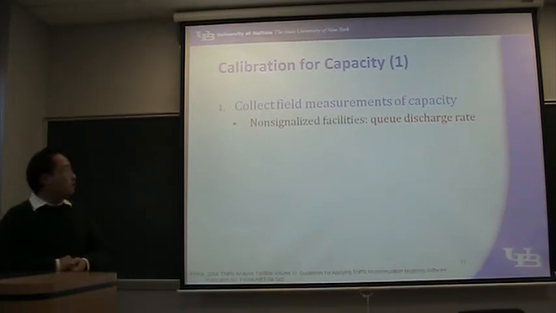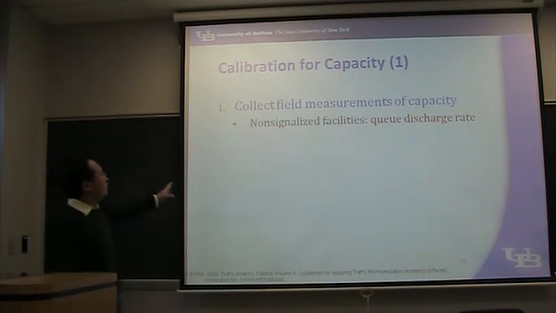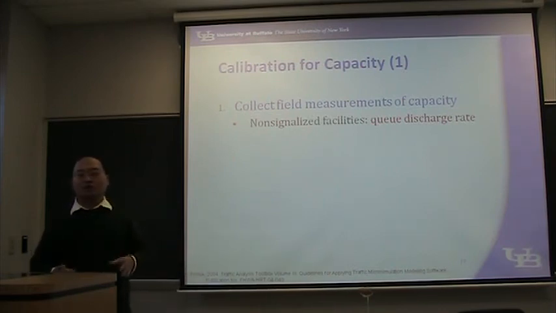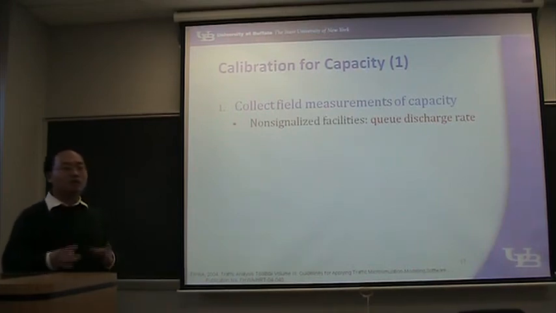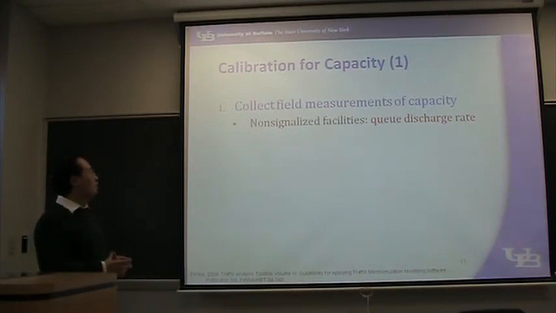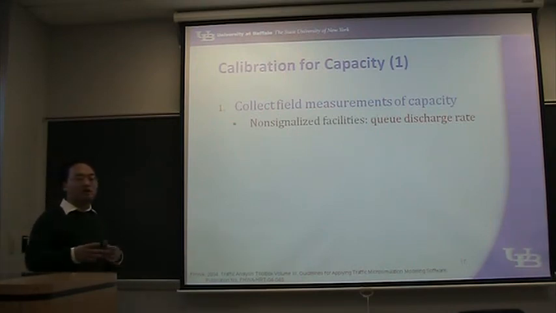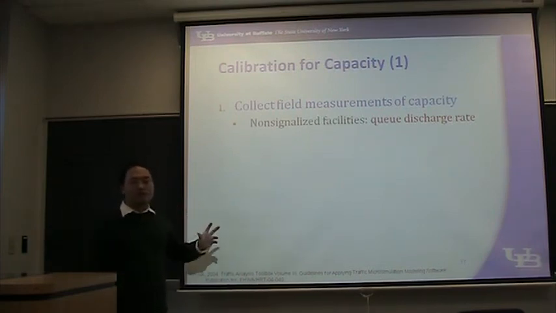Now, let's go back to calibration of capacity. This stage has several substages. The first substage is called collect field measurements of capacity. This just means when you want to do calibration, you first have to get some data. So you want to calibrate your capacity, then you first have to know what the real capacity is. For non-signalized facilities like freeways or non-signalized intersections, we use this queue discharge rate to indicate the capacity.